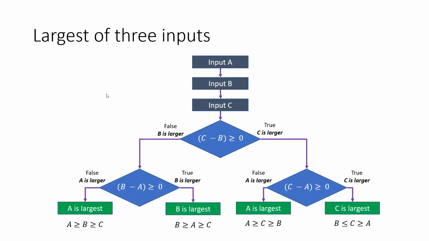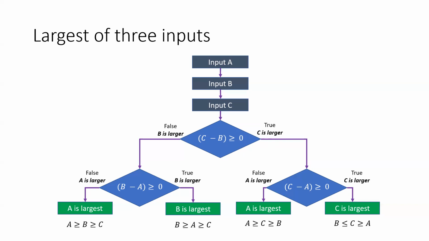Let us start with a program for the largest of three inputs. So this is the logical diagram which we want to implement in the LMC program for finding out which one is the largest out of the three inputs given. First of all, we take the input A, input B, and input C. Then we check which one is the largest.